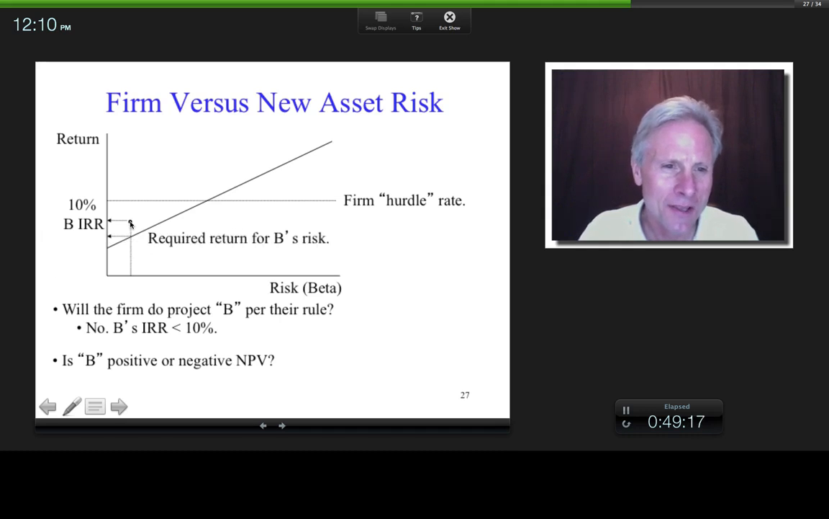Why? Because given this level of risk, just to break even, this is what they require. But the internal rate of return means their expected cash flows are going to be even higher than what the market is requiring given their level of risk. So in other words, the firm would be saying yes or no to a positive NPV project? They would be saying no.